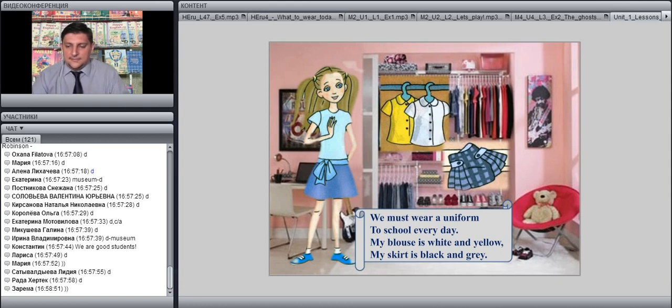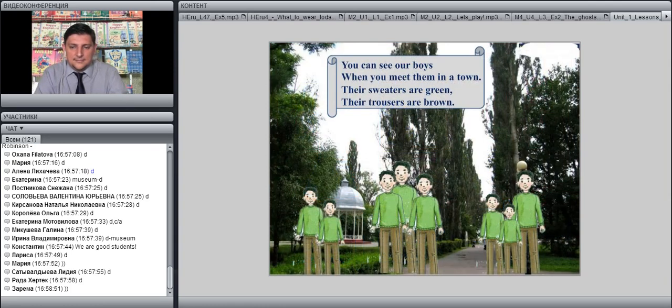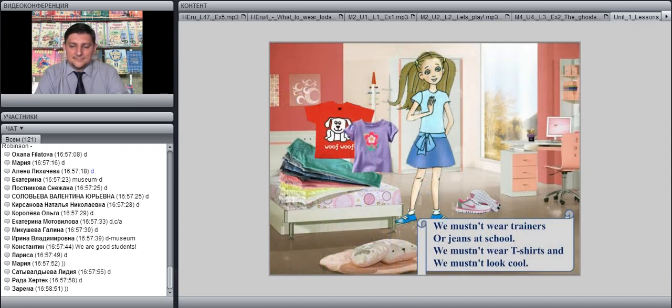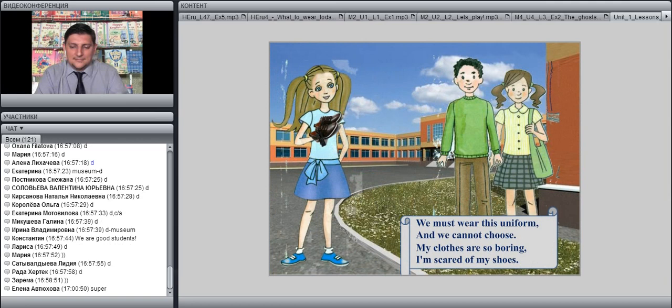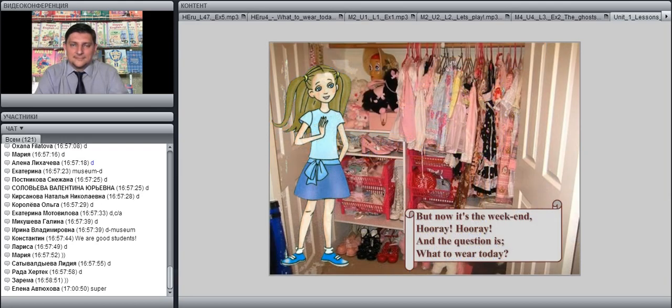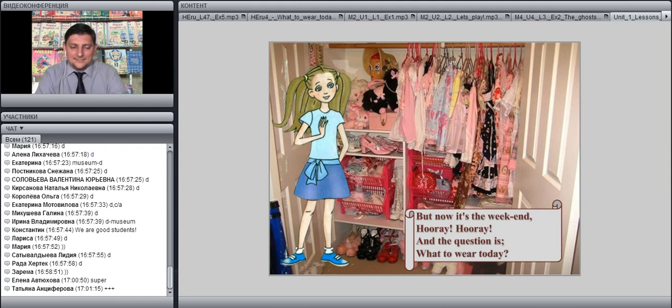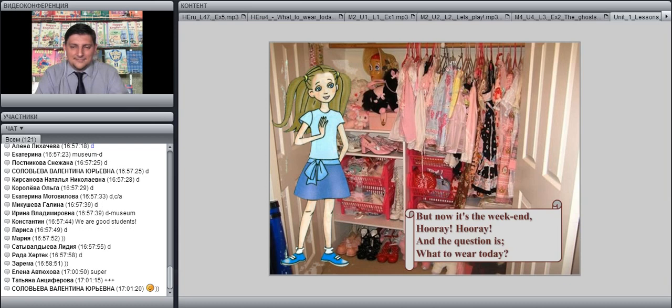We must wear a uniform to school every day. My blouse is white and yellow. My skirt is black and gray. You can see our boys when you meet them in a town. Their sweaters are green, their trousers are brown. We mustn't wear trainers or jeans at school. We mustn't wear t-shirts and we mustn't look cool. We must wear this uniform and we cannot choose. My clothes are so boring, I am scared of my shoes. But now it's the weekend, hooray, hooray, hooray. And the question is what to wear today.